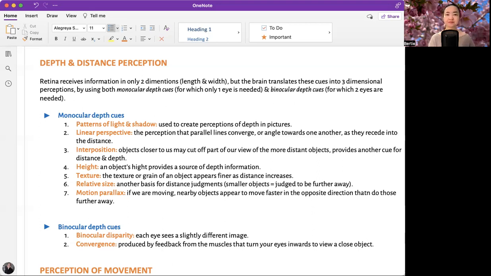Height. An object's height provides a source of depth information. Texture. The texture or grain of an object appears finer as distance increases. Relative size. Another basis for distance judgment. Smaller objects are judged to be further away. Motion parallax. If we are moving, nearby objects appear to move faster in the opposite direction than those further away.